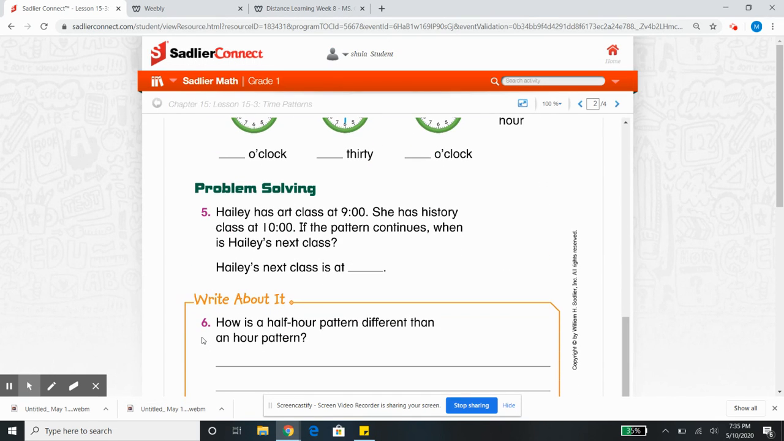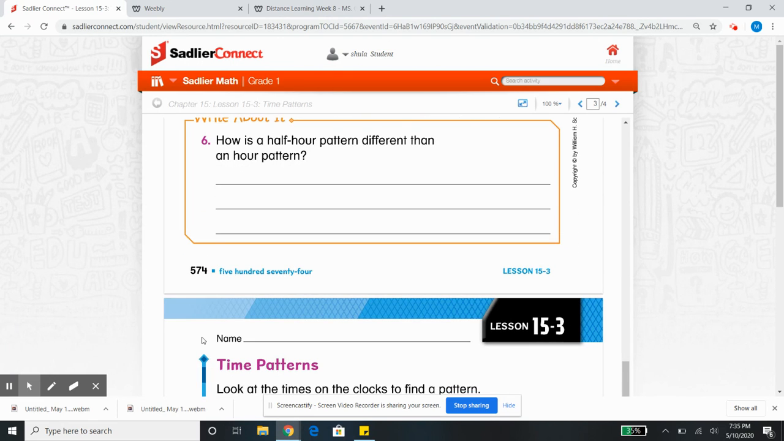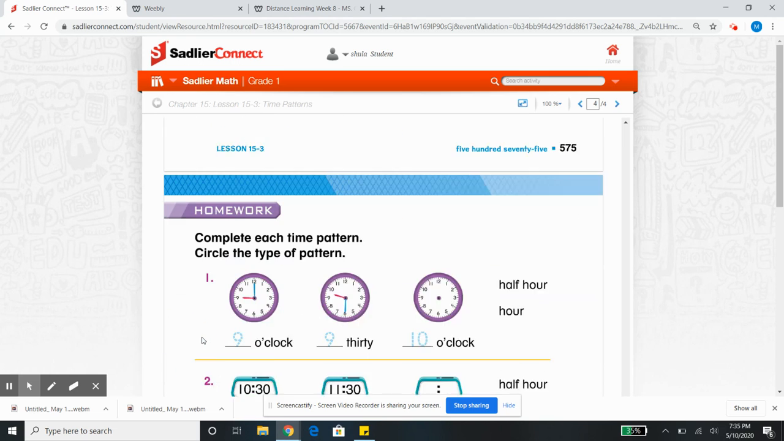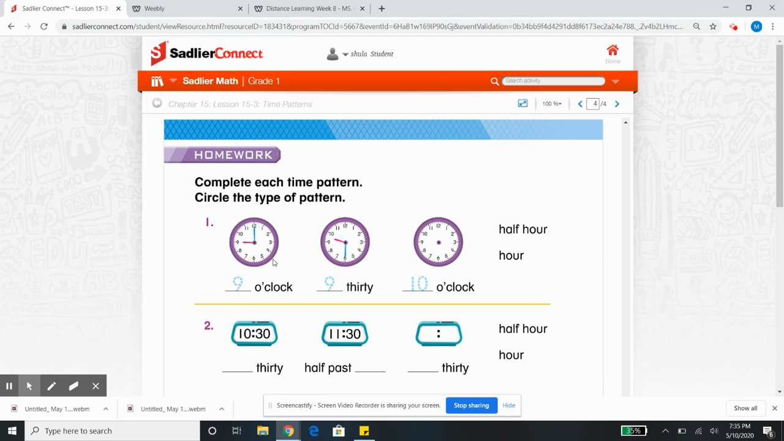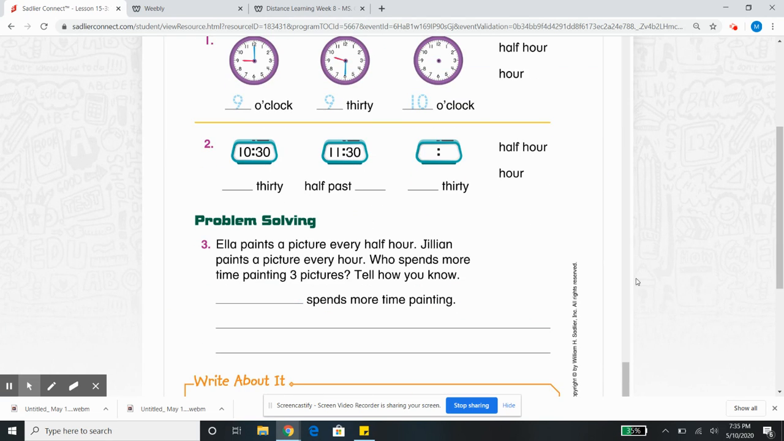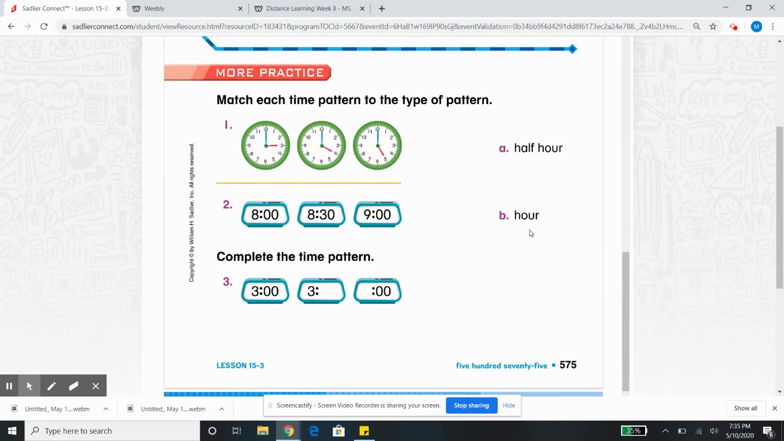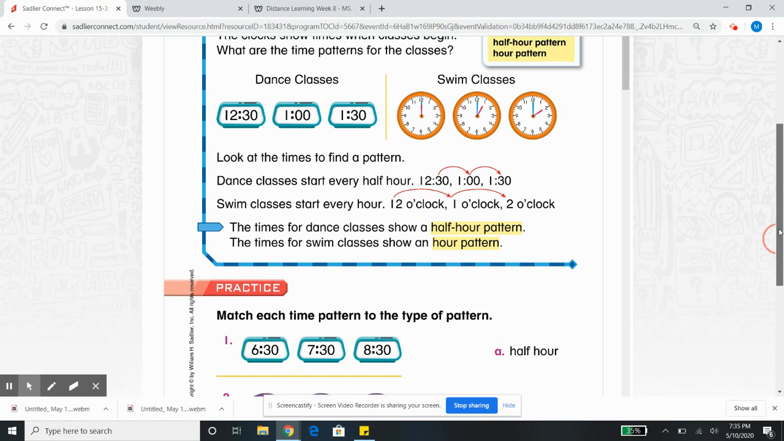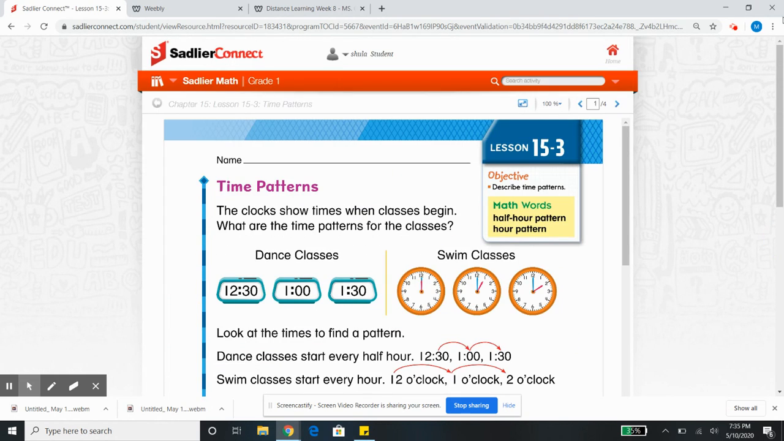You're going to have a word problem here, and then you're going to have a write about it, and then again, more problems, more patterns, and then the homework page. Please take your time with this. Again, if you're still on yesterday's lesson, take your time. Please work on it because it is not easy. I'm here for help. Reach out to me, and I'll talk to you guys soon.